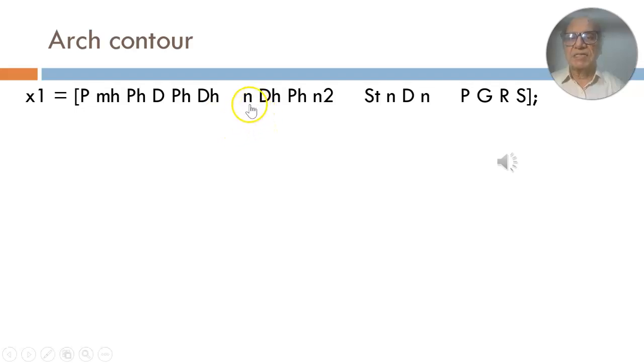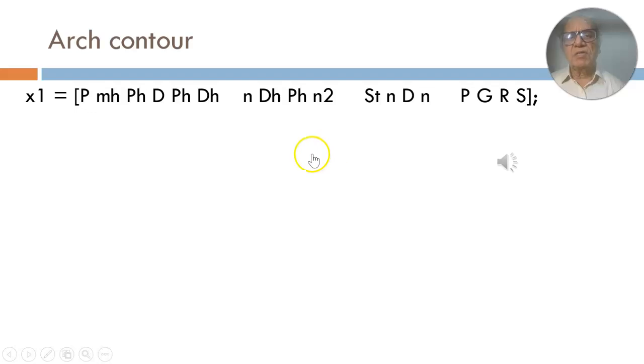Similarly, in the second measure, this is 1 matra, these two together are 1 more matra, and now you have nishad of 2 matras. So this also corresponds to 4 matras. The third and fourth measures are somewhat similar in the sense that each of them consists of 4 notes, each note having 1 matra. So S, T, N, D, N, P, G, R, S.